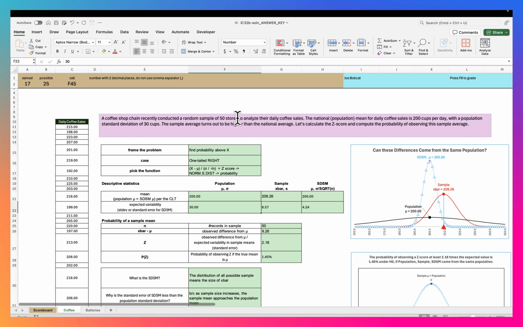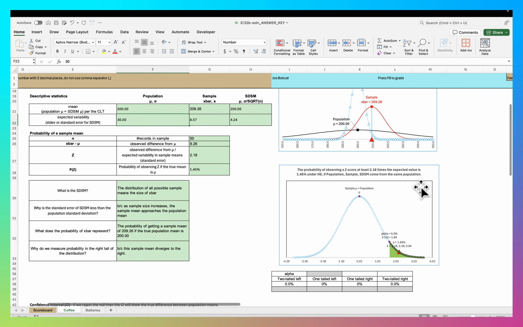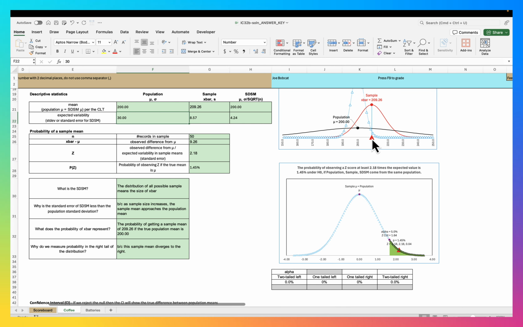So the problem is that a coffee shop took a random sample of 50 stores, and they're trying to say, hey, are we better or worse than the national average, which is 200 cups per day with a standard deviation of 30 cups? And when we graphed that, what we discovered is that they are better than the national average. The sample came out to 209.96. The national average is 200.